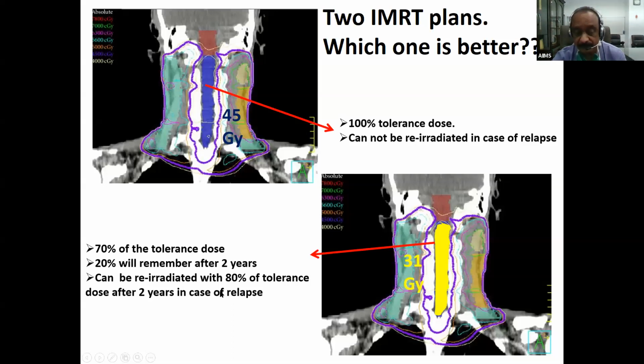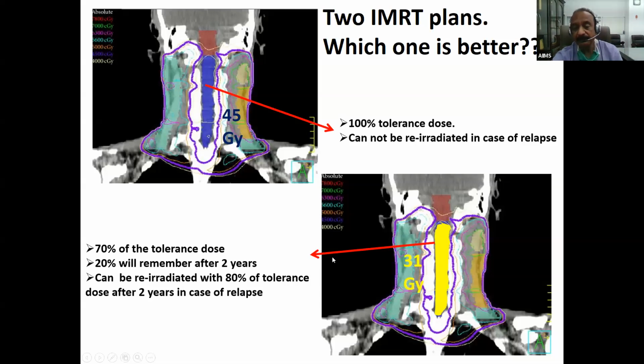But remember, these data are from the animal models. We cannot extrapolate the same figure here. But as I said, they give a definitive indication that you can re-irradiate spinal cord in this situation, but you cannot re-irradiate spinal cord in this situation.